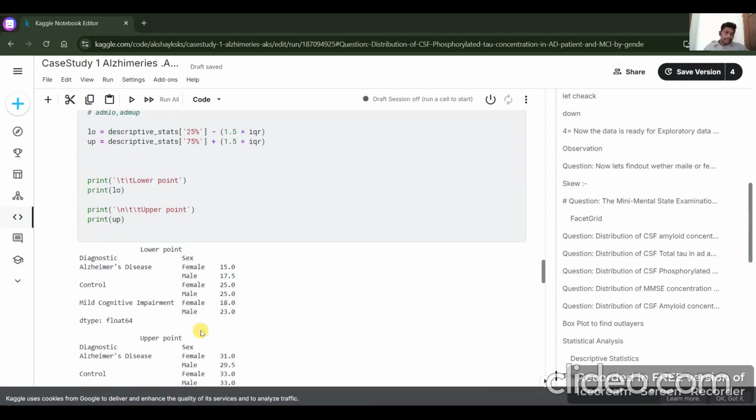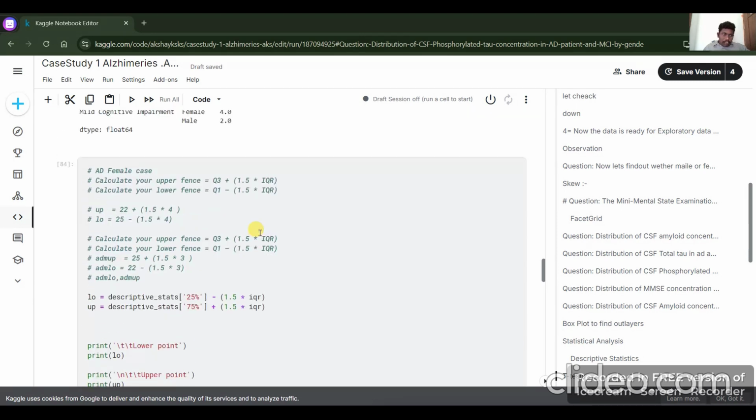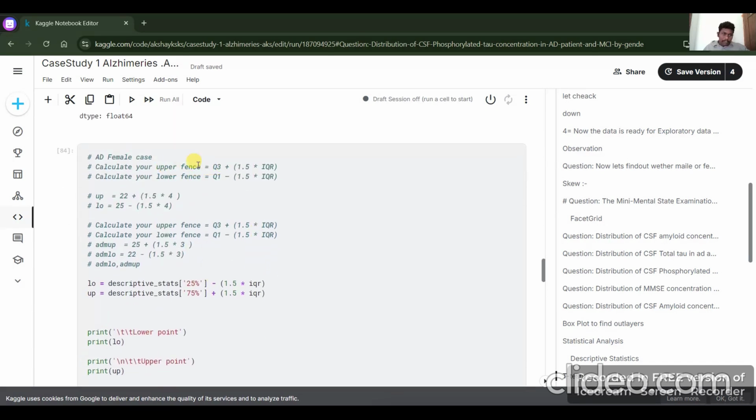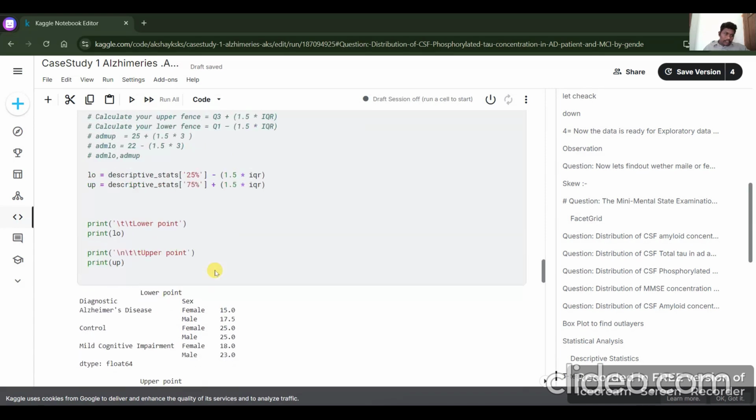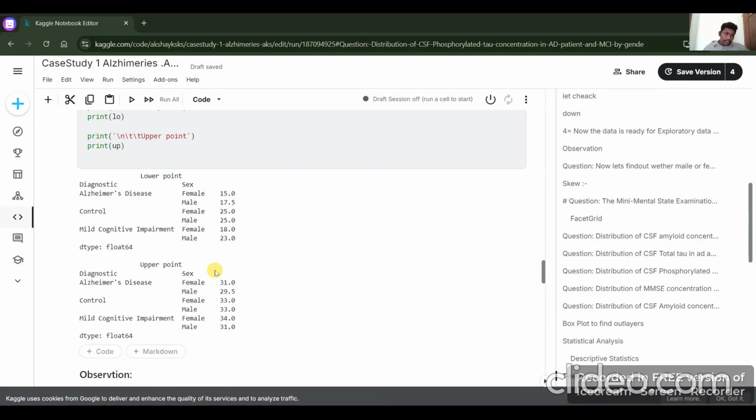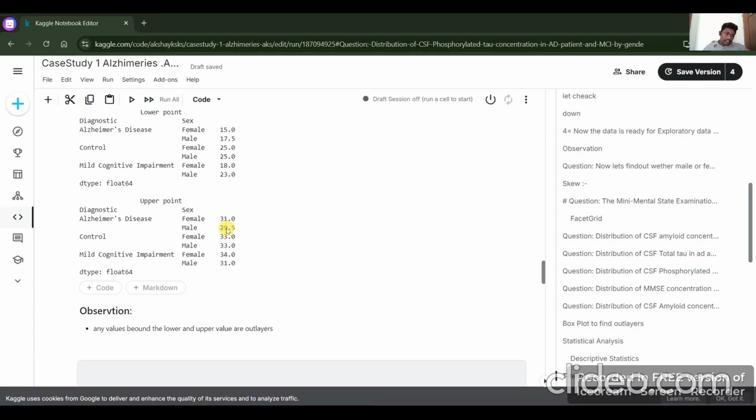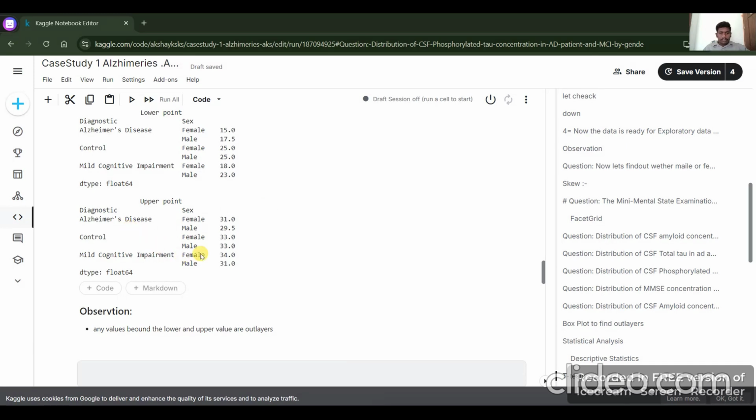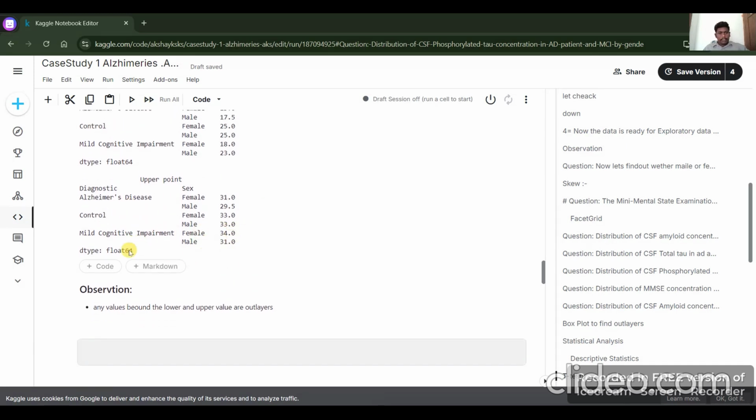We have calculated the upper fence and the lower fence, as shown in the code. It calculated diagnosis and sex, female and male 15, 17, and MCI, control 25, 25, 18, 23. Then any observation with values beyond the lower and upper fences is an outlier, say female 34, 30.